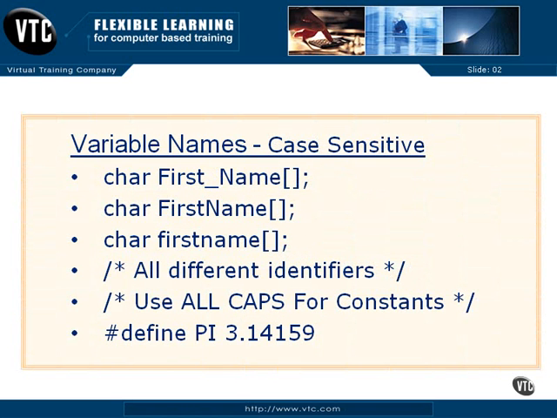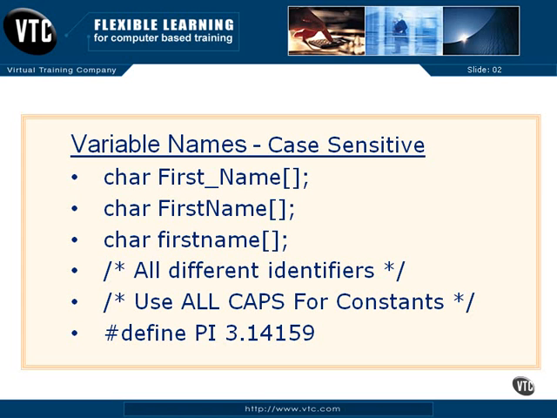Variable names are case sensitive. So there you can see first underscore name, first name, and character first name, all in lowercase. Those are all different identifiers, and that would be very confusing inside your program when you're referring to those different first names with an underscore or without an underscore or without any uppercase characters at all. Those are all different to the language, and they would all be different locations in memory, and that would be a problem just for us trying to figure out what's going on in the program.